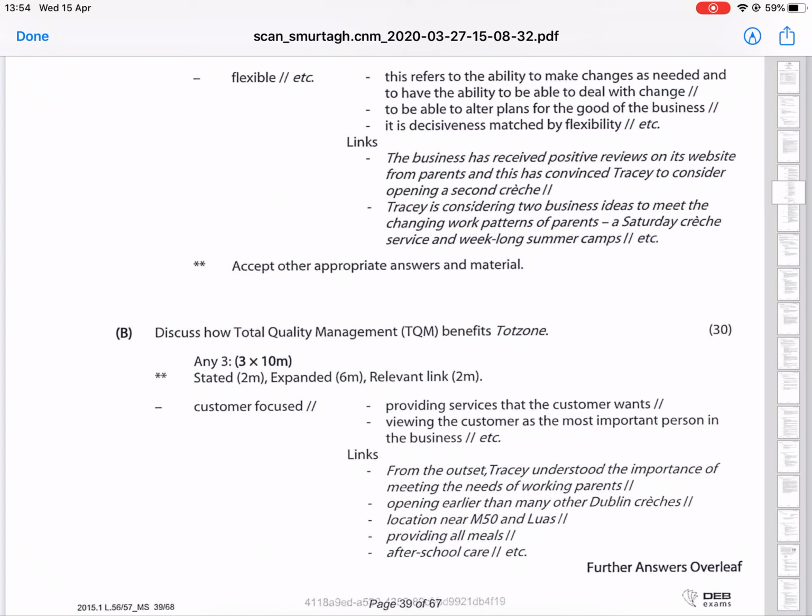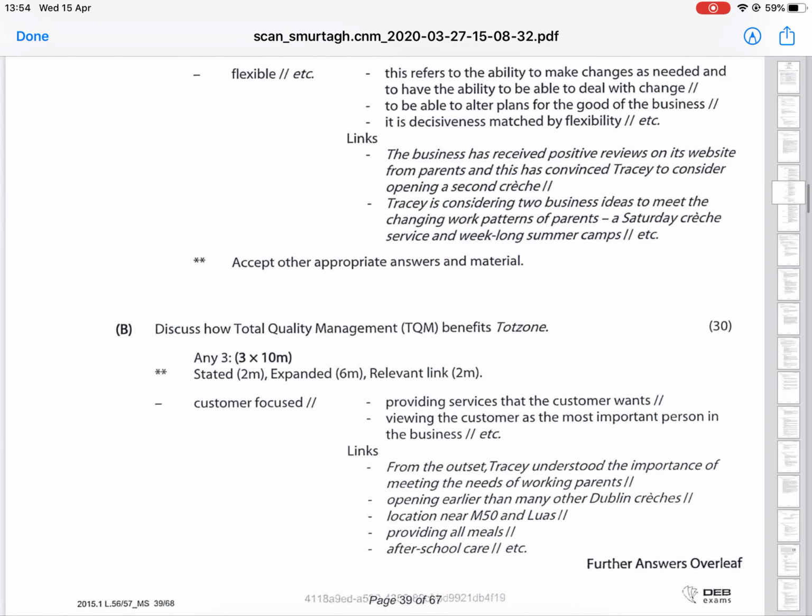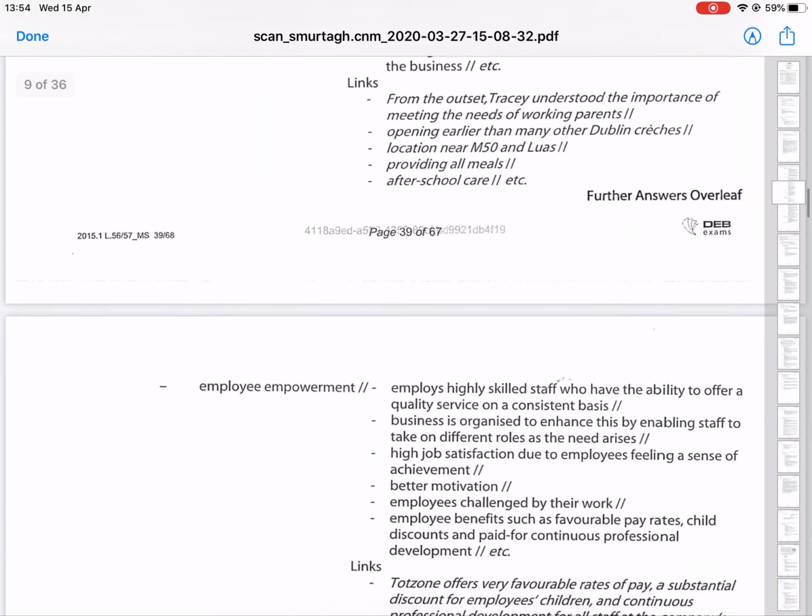In fact, if you think about customer focus for a second, that is a way in which you get your customers to return to your store, which obviously increases the sales. So your statement, your explanation, 2 clear points, full sentences. The sentences they've given beside customer focus, providing services with the customers, viewing the customer as the most important person in the business, need more meat on them. You're looking at 2, 3, maybe 4 sentences, 2 sentences per point, bulking up that answer and then giving your appropriate link to the text as well.